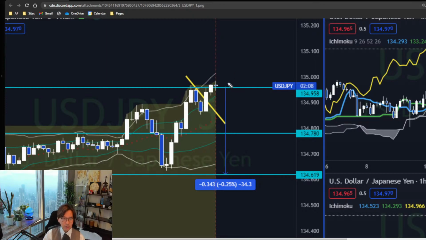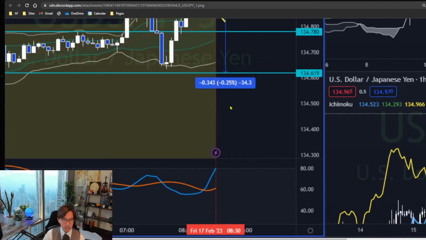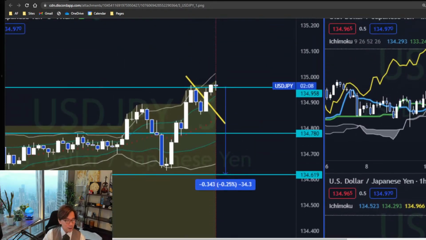Then I also saw that there was a stochastic gold cross. So the gold cross was another entry confirmation. And then I was looking for one more, and I found this, which is called a counter trend line breakout. The counter trend line break.